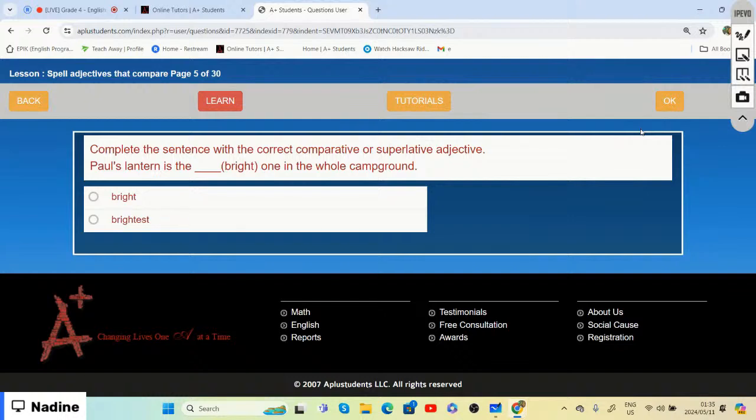All right. So now we're going to complete the sentence with the correct comparative or superlative adjective. Paul Lantern is the bright or the brightest one in the whole camp group.